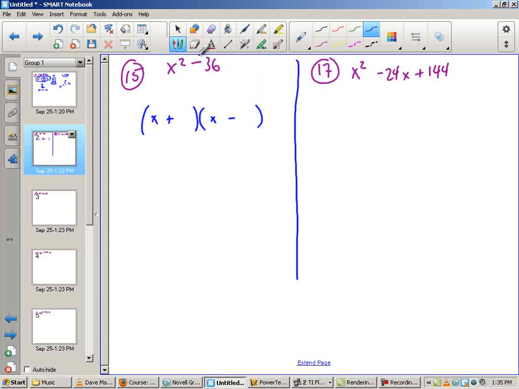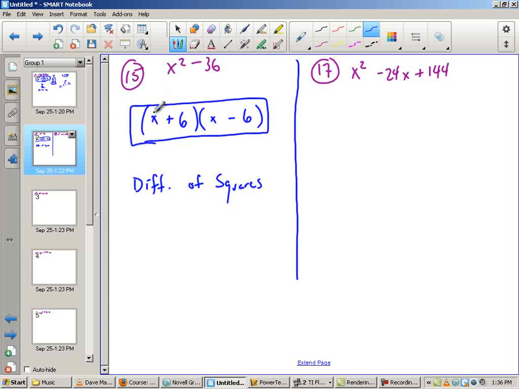Whenever the middle term's missing and I'm doing a difference, this is called a difference of squares. Now notice that we have to be talking about a perfect square here for what we're talking about today, but let's take the square root of 36 and use 6 and negative 6. I'm claiming this is my answer, but let's check it out.